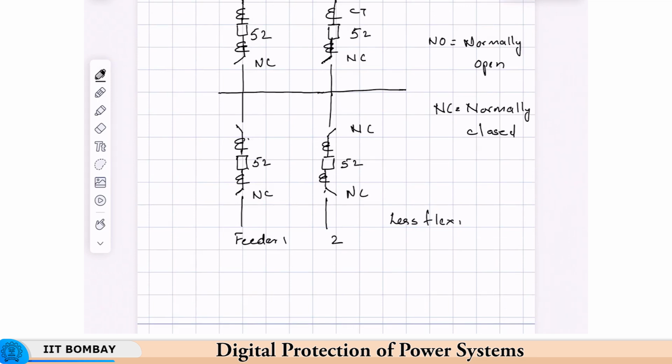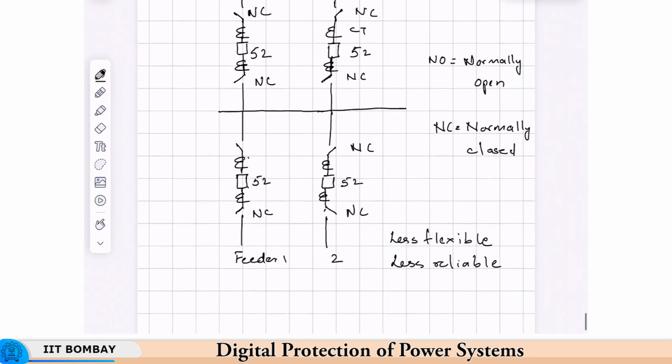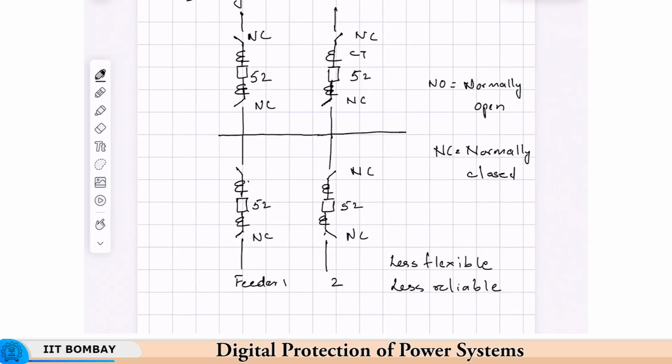Flexibility is less, as well as reliability is less. So, less reliable also. Okay. Now, where you have multiple circuits coming in, what is usually done?